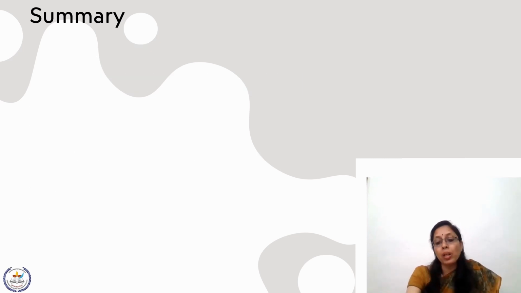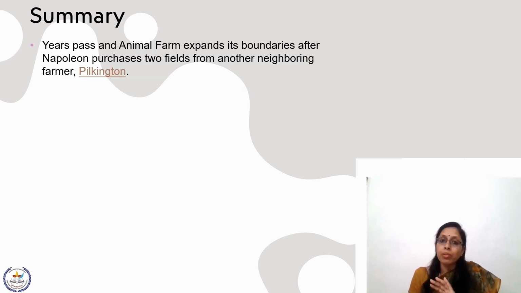So years pass, and Animal Farm expands its boundaries. So again, there is a reference to imperialism. Animal Farm expands its boundaries after Napoleon purchases 2 fields from other neighboring farmers, Pilkington.